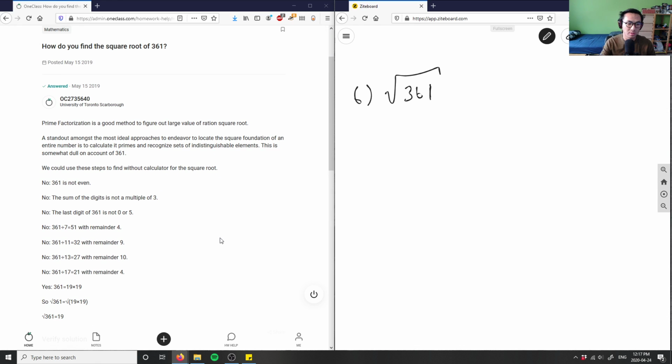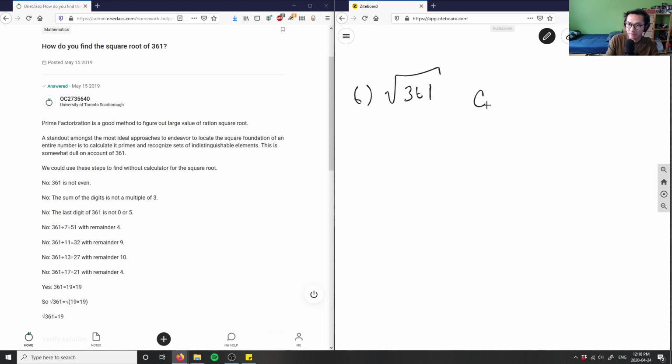That's what you inspect first. It's not even. The sum of the digits is not a multiple of 3. If I add up 3, 6, and 1, I get 10, and that's not a multiple of 3. So it's not divisible by 3, which means I can't divide it by 4 because it's not even. I can't divide it by 5 because the last digit is not 5 or 0, which means I can't divide it by 6. Can I divide by 7? Let me try 7. 361 divided by 7 would give me a remainder, so it's not 7.